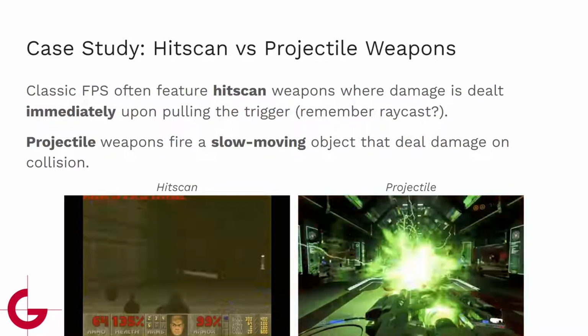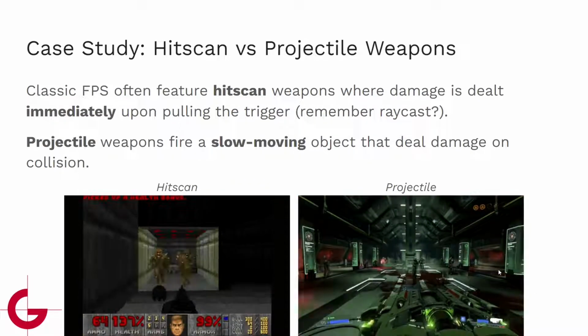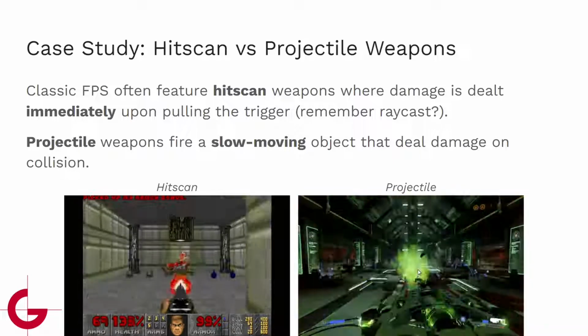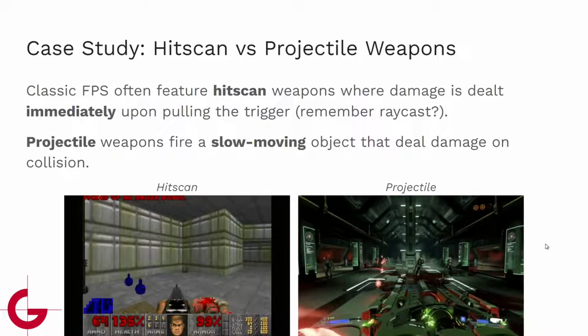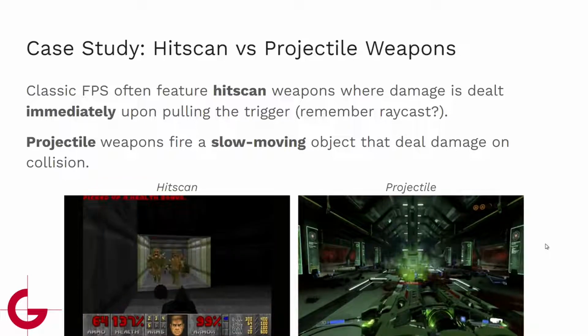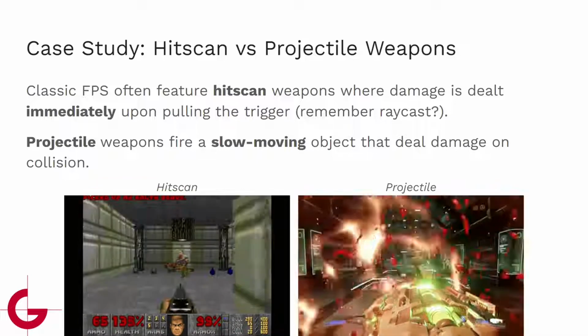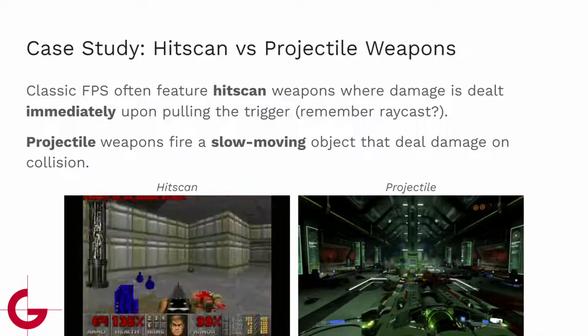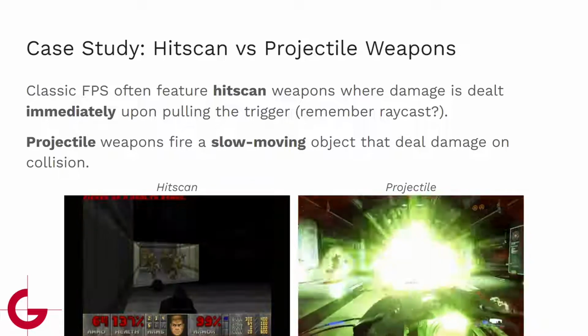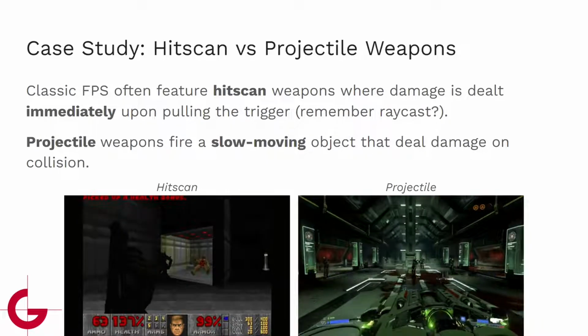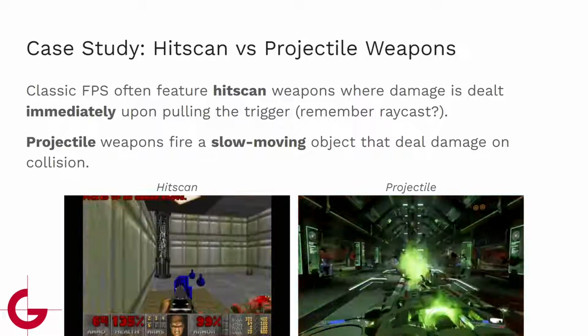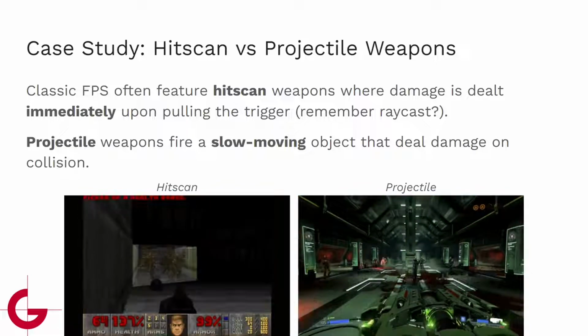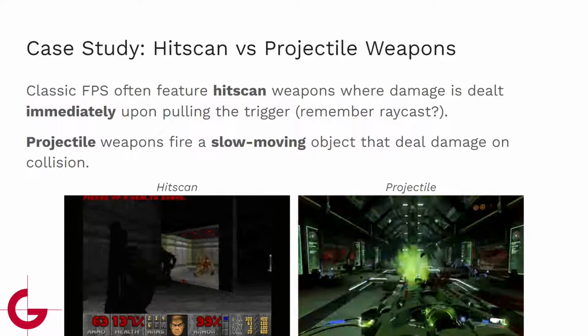But we also have projectile weapons on the right here. And projectile weapons, as you can see, fire a slow moving object that has collision detection on it. And so every time it hits an object, maybe it will explode, or in this case it explodes, or do some interesting things. So projectile weapons are usually like fireballs, rockets, etc.